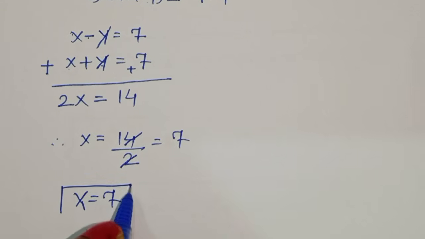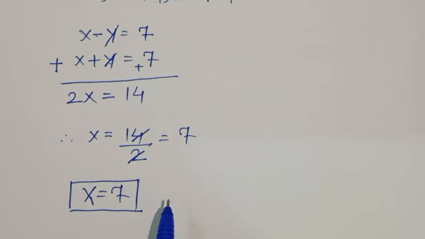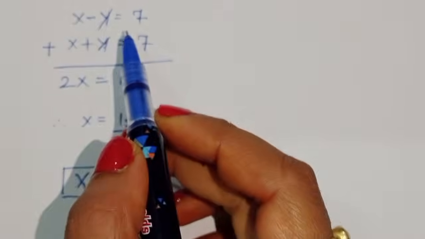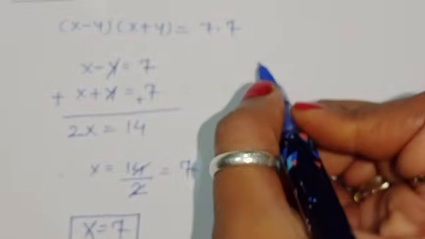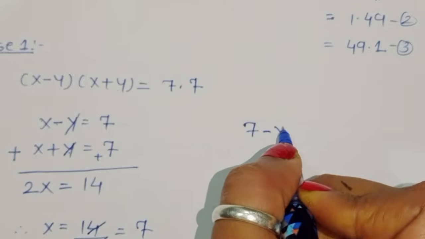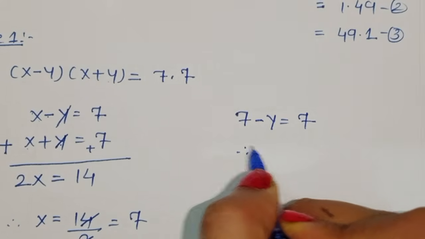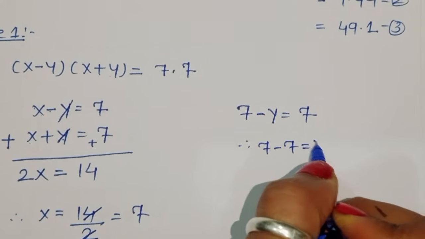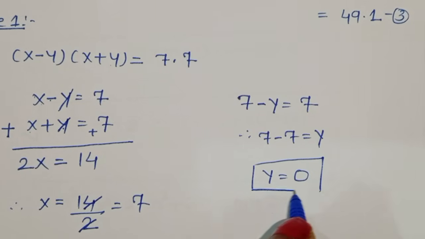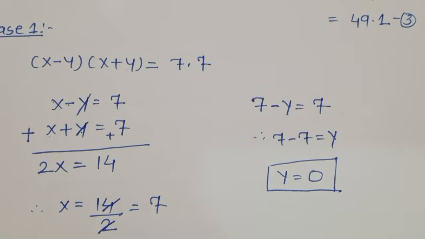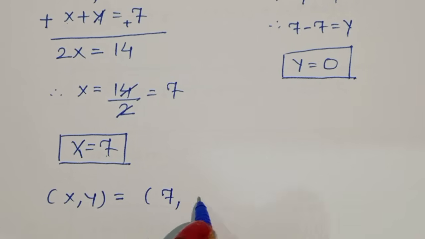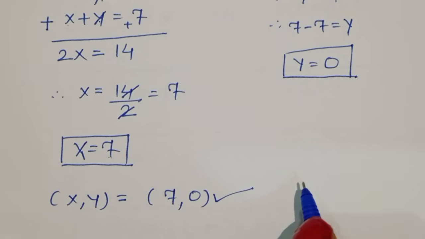We got the value of x in case 1. Now we have to solve for y. If we substitute this value x equal to 7 in this equation, then 7 minus y is equal to 7. Therefore 7 minus 7 is equal to y, so y is equal to 0. So we got the value of x and y in case 1. If x is 7, at that time the value of y is 0. Now we have to solve for case 2.